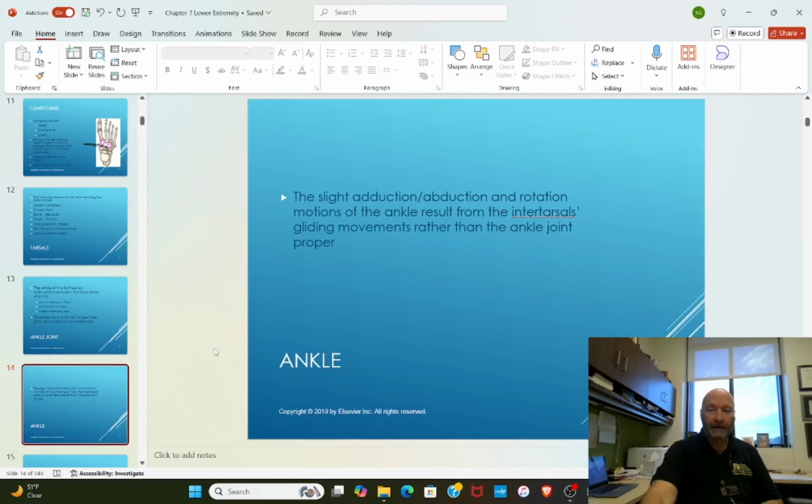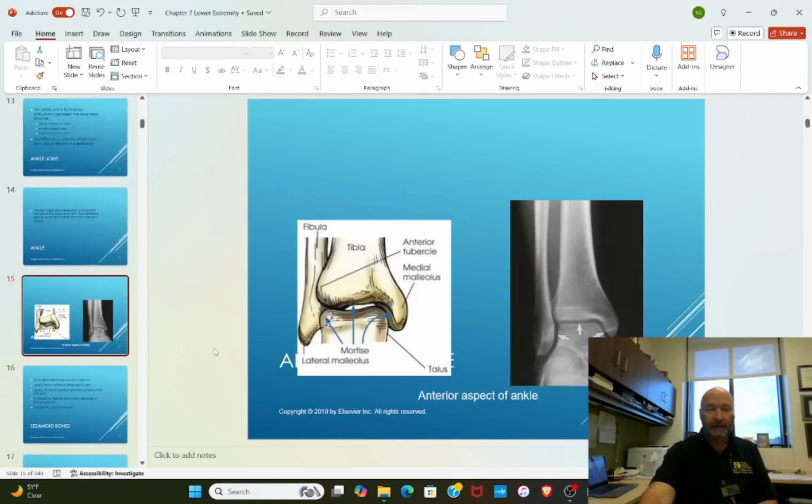So your ankle is basically a hinge joint, but it does allow for a little bit of abduction and adduction and rotation. The ankle joint itself is formed by the tibia and the fibula and its articulation all the way around the talus. So it looks like that. You've got the top portion of the talus. This is what we refer to as the mortise joint all the way around.